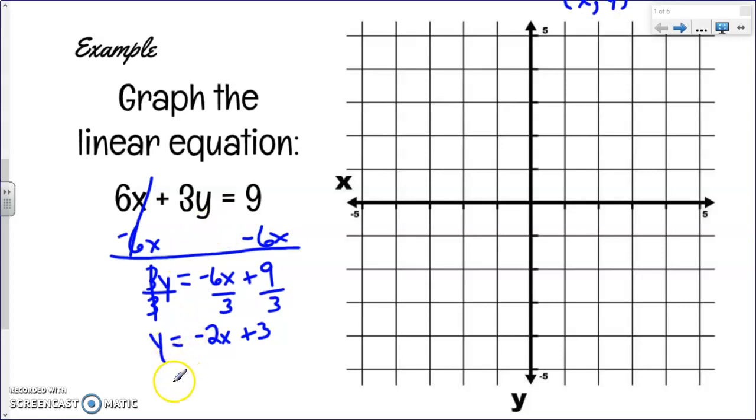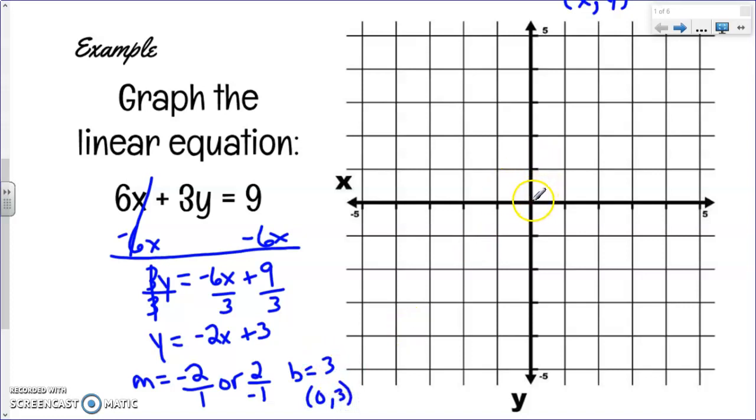So I need to find out what my slope is. My slope is negative 2. So if I'm doing rise over run, it could be negative 2 over 1, or it could be 2 over negative 1. So remember, I could go down and right, or I can go up and left, because left is negative and down is negative. Okay, my b equals 3, so that means I'm going to start at the ordered pair (0, 3).